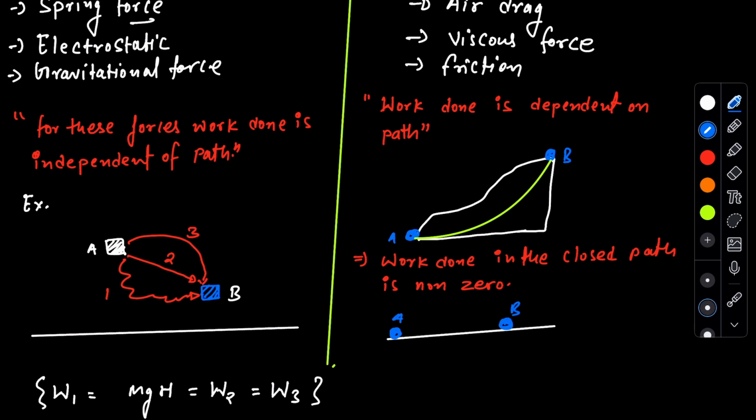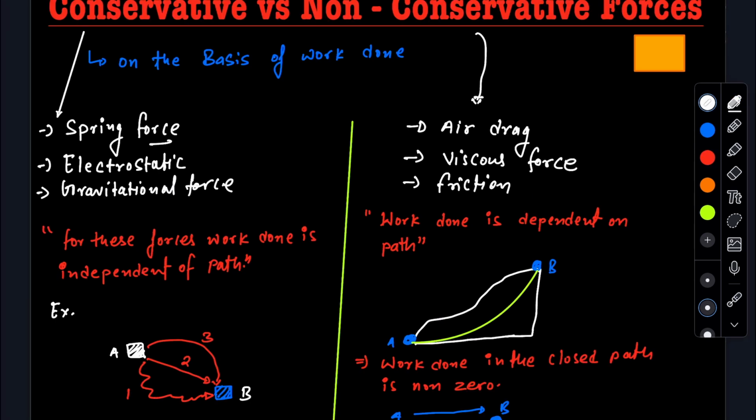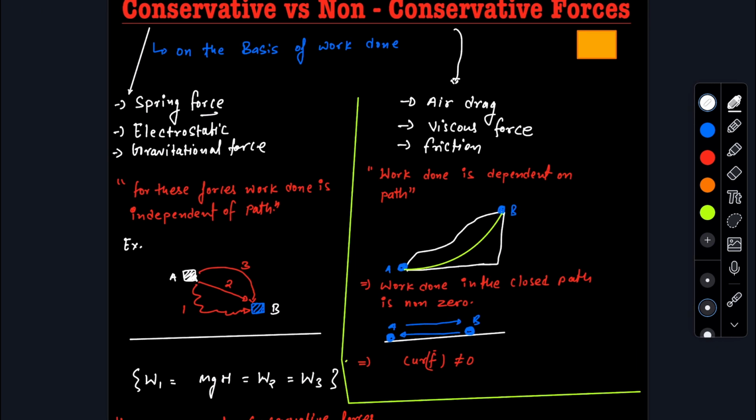So then you are doing the work. And when you are coming back, while coming back also you need to do the work. Basically you need to do work against the friction going from A to B and coming from B to A. So work done by the friction in the total path is basically negative, that is non-zero, right? The other condition is the curl of this non-conservative force. So I hope you understood the conservative and the non-conservative forces.